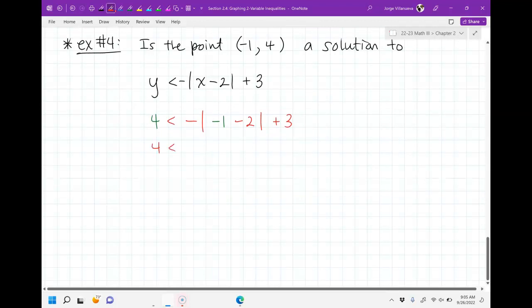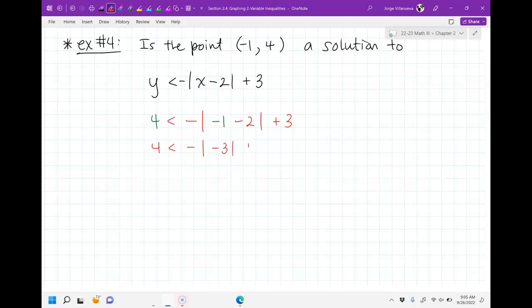So 4 is less than negative absolute value of negative 3 plus 3. What's the absolute value of negative 3? A 3. So that's going to be minus a 3 plus 3. But notice there's still a negative in front of the absolute value, so that means it's going to transfer in. What's negative 3 plus 3? 0. Thank you. Is 4 less than 0?